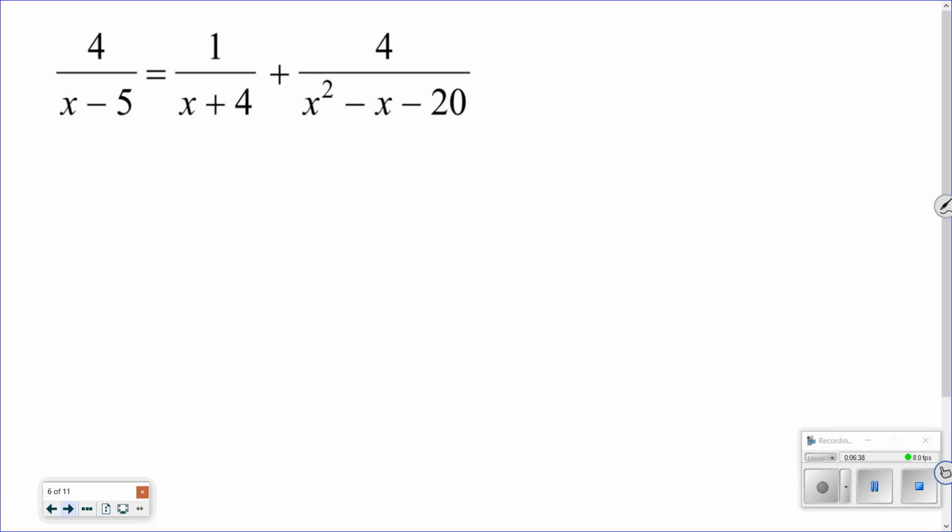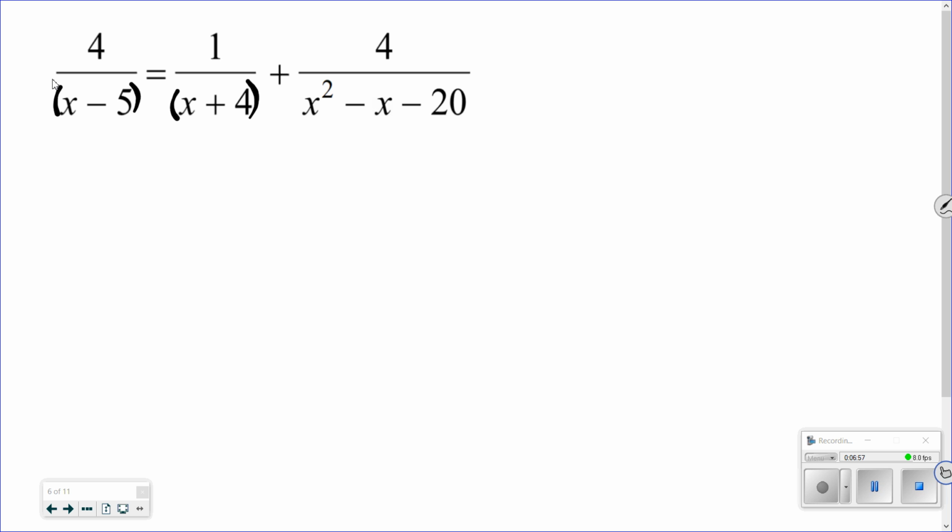All right, let's try this one, and I have one other one, just a different type that I want you to see. So we're going to start out, make sure everything's factored. X minus 5 does not factor, so I'm going to put it in parentheses. That means it by itself is a factor. Same thing with x plus 4, it does not factor, so it by itself is a factor.